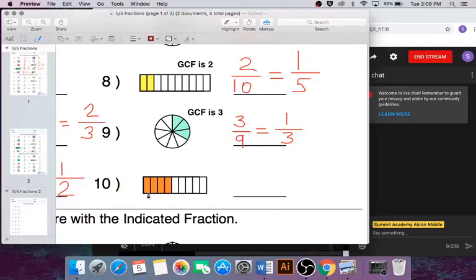Number 10, our rectangle as a whole has 1, 2, 3, 4, 5, 6, 7, 8, 9 pieces. And we have 1, 2, 3, 4 pieces shaded in. So 4 is our numerator and 9 is our denominator.